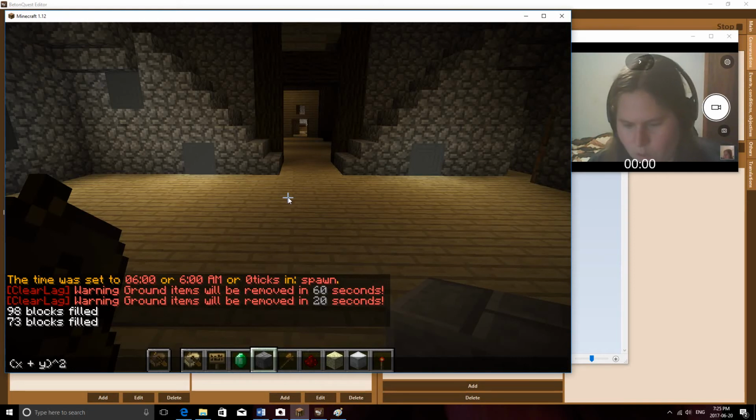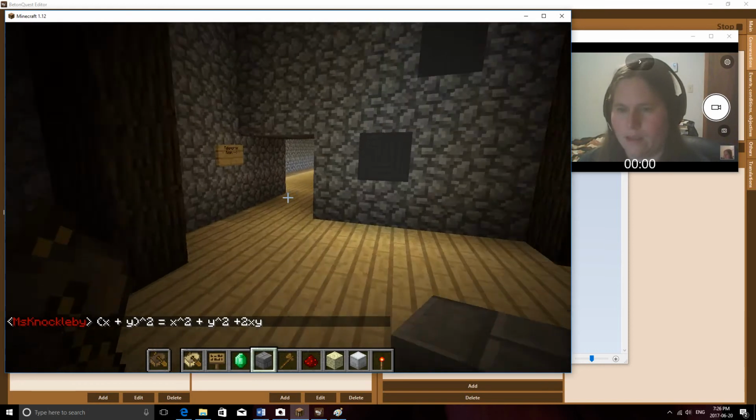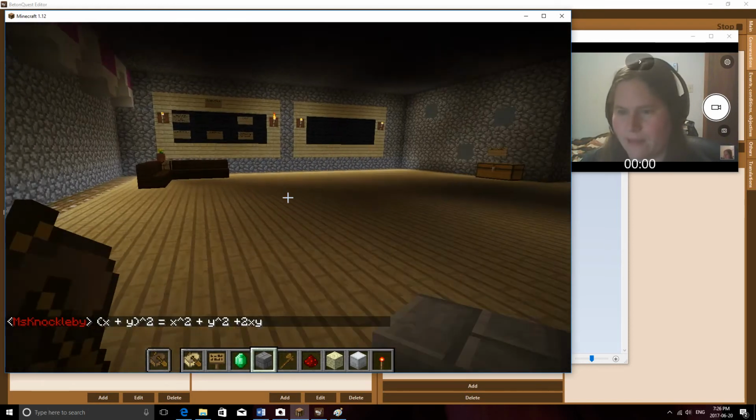It's a quadratic equation. Why does (x + y) squared equal x squared plus y squared plus 2xy? And when we draw this out with blocks, it actually becomes very easy to see why that equation works. So that is the Minecraft math class.